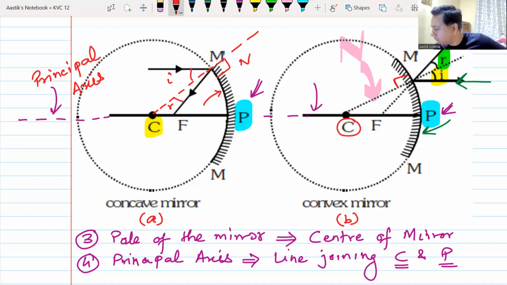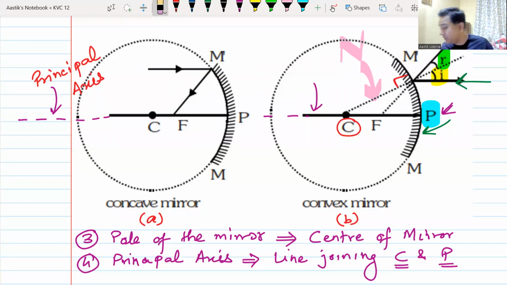Okay. Now, what is the next definition that we are going to write? The next definition that we are going to write is for the aperture, and let me just clean this up a bit so that you understand it. So I've just cleaned up things. The next definition is for aperture of the mirror. Now, what do you mean by the aperture of the mirror?